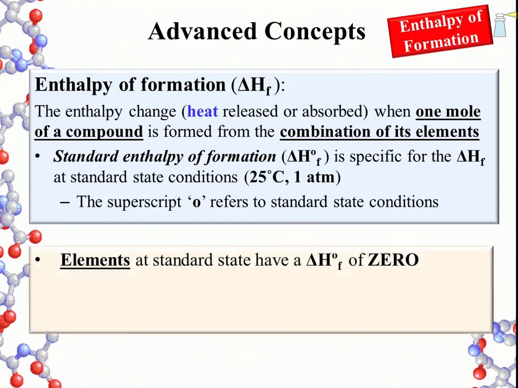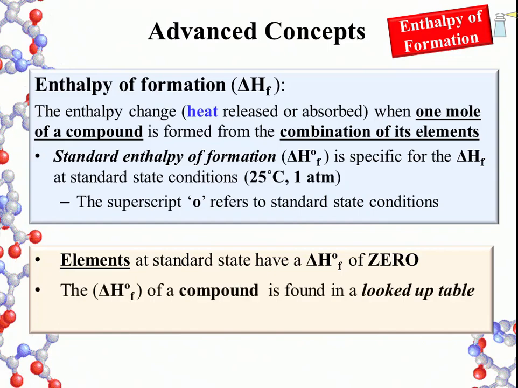Important to note, elements themselves have a delta H°F of 0. That is, it takes no heat transfer to make an element. And that goes for the elemental form of that element at standard conditions. Oxygen is found as O2 under standard conditions. O2 has a delta H°F of 0.